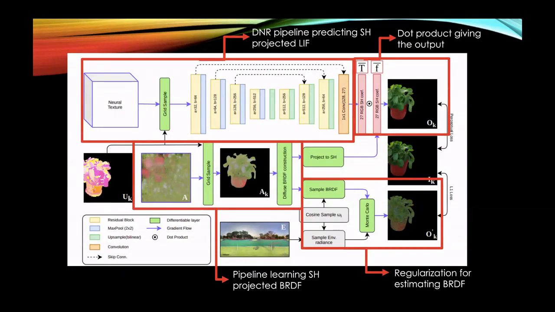To better estimate the albedo, which disentangles lighting from the base color, we numerically integrate the environment map with diffuse BRDF, as seen over here. And then we take an L1 loss with the ground truth image. This way, we ensure that the albedo texture is not leaking into the LIF and vice versa.